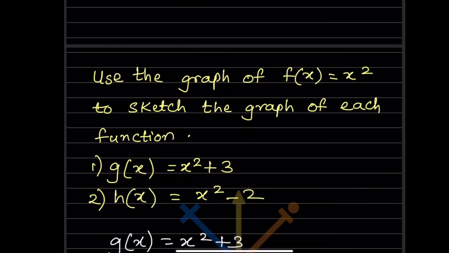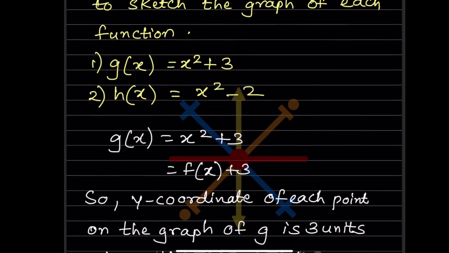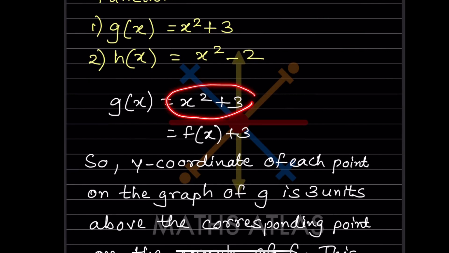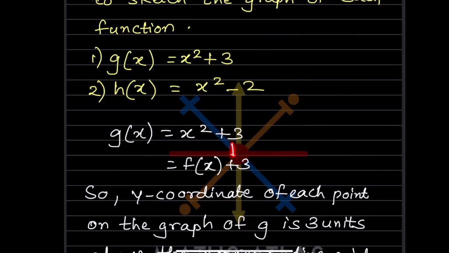So now use the graph of f of x is equal to x square to sketch the graph of each function. So g of x is x square plus 3 and h of x is x square minus 2. Now g of x is x square plus 3. What do you have over here? This is f of x is x square. So for this x square, you can write in place of this one as f of x, and this plus 3 will be as it is. Hope this is clear to you. See here, g of x is x square plus 3. In place of x square, this is given f of x is x square. So you are going to write f of x plus 3.